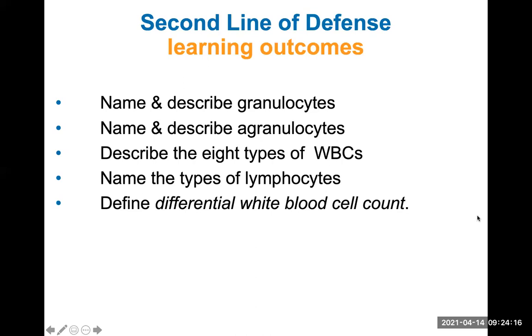Right, welcome back for part 2 of the Innate Immune System, chapter 16. In this section, we're going to talk about the different types of white blood cells. Some of those are called granulocytes, some of them are called agranulocytes. We're also going to differentiate lymphocytes from the other white blood cells. White blood cells are leukocytes, and some leukocytes are lymphocytes. So we'll talk about that.